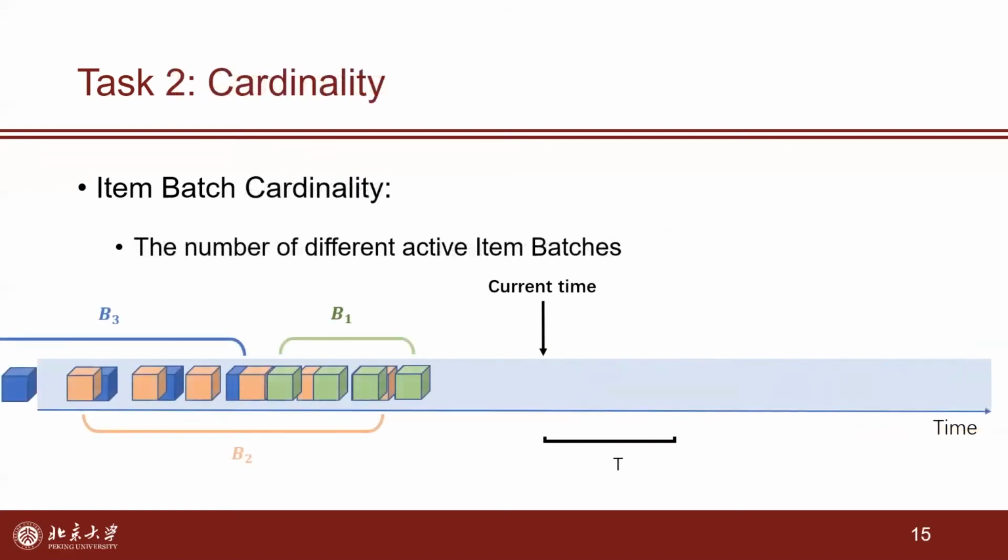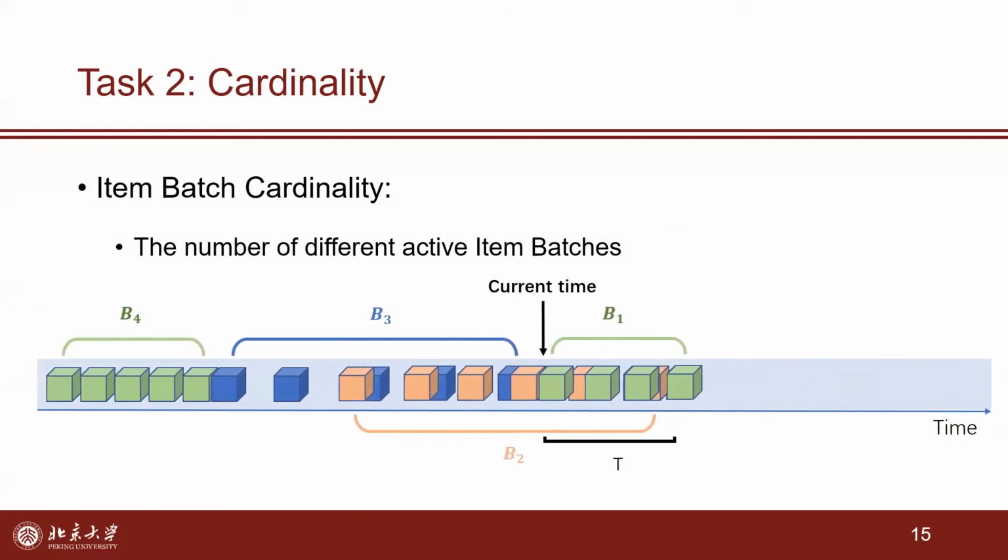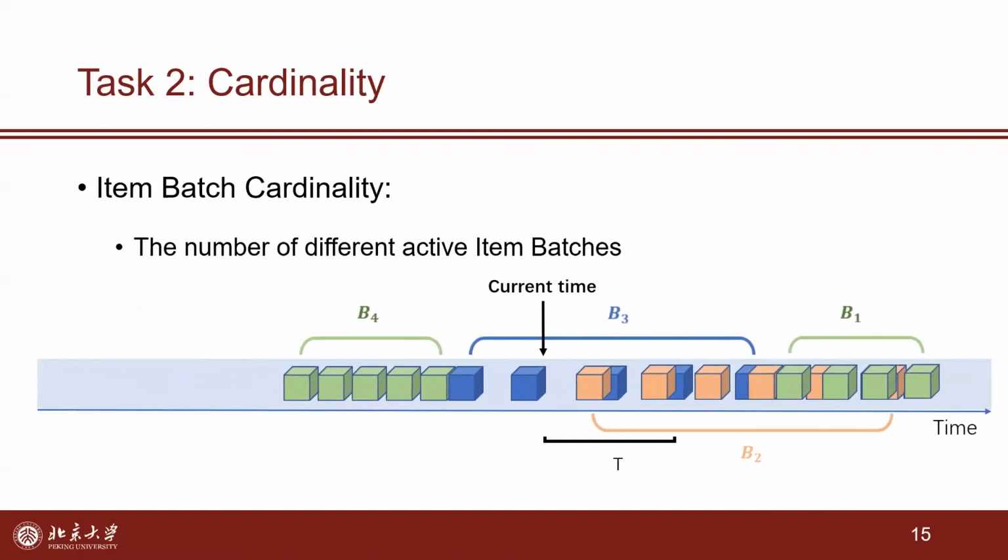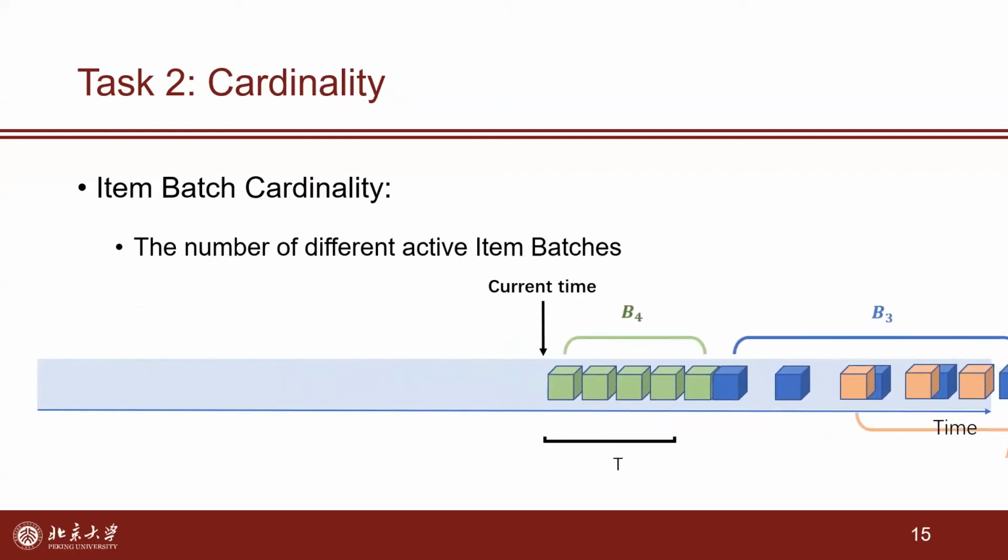The second task is item batch cardinality. It means the number of different item batches. It is highly correlated with the first task. For example, at this current time, B1 and B2 are active item batches. Thus, the cardinality is 2. At this time, the item batches that are active are B2 and B3. The cardinality is still 2. And at this final moment, the cardinality is 1 because only B4 is active.